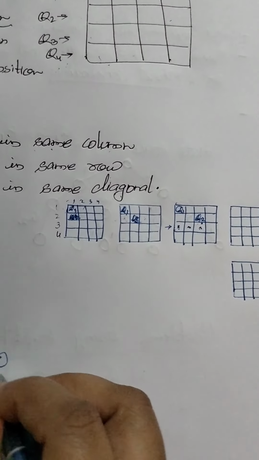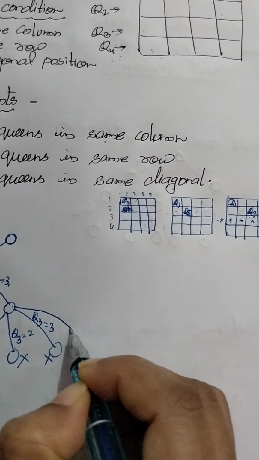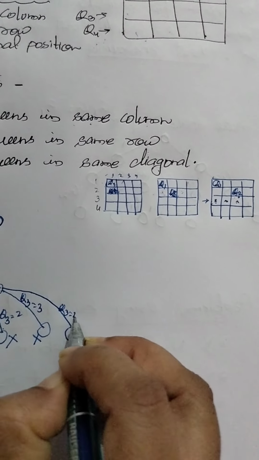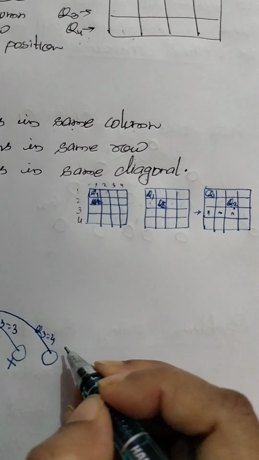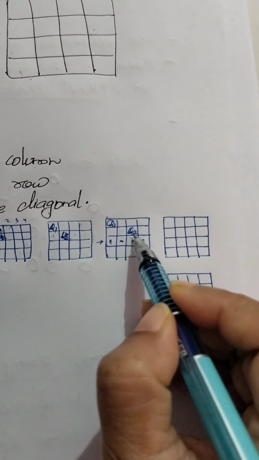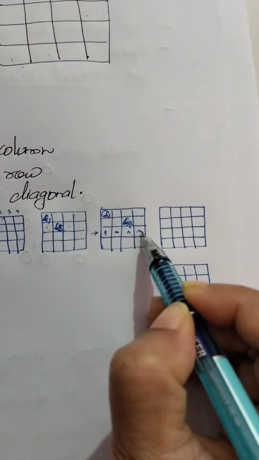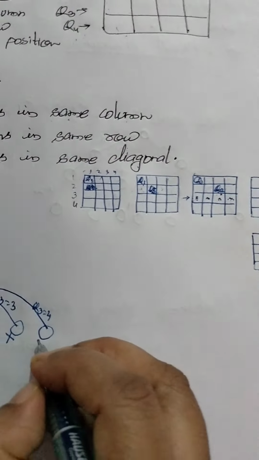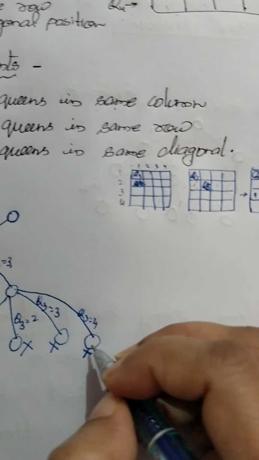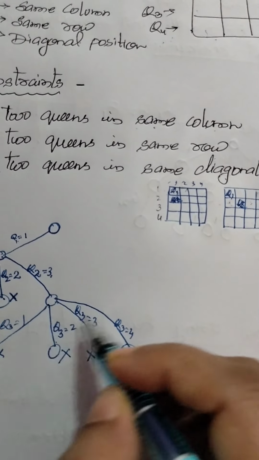So we kill that node and go one step back, and again we have the option q3 equals 4. Can we place q3 in the 4th column? If we do, q2 and q3 are again in the same diagonal position, so they can attack each other. That means the 4th column is not okay. So we go one step back, and we don't have any other option.